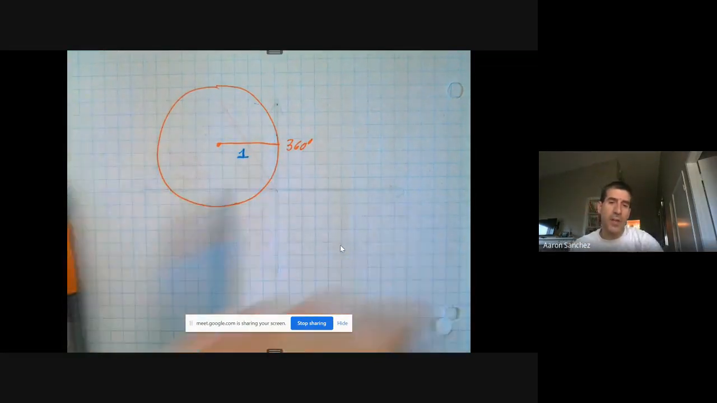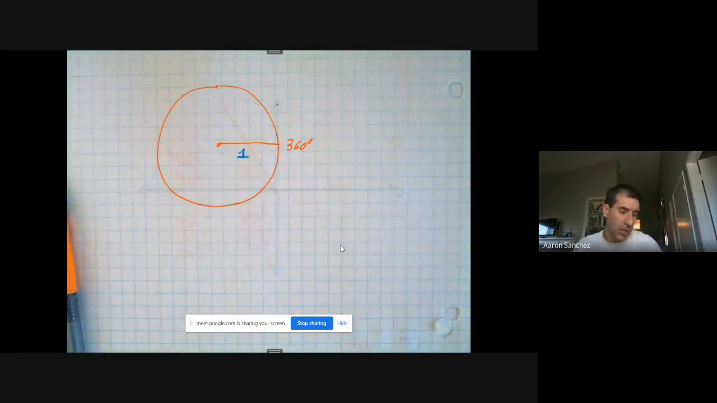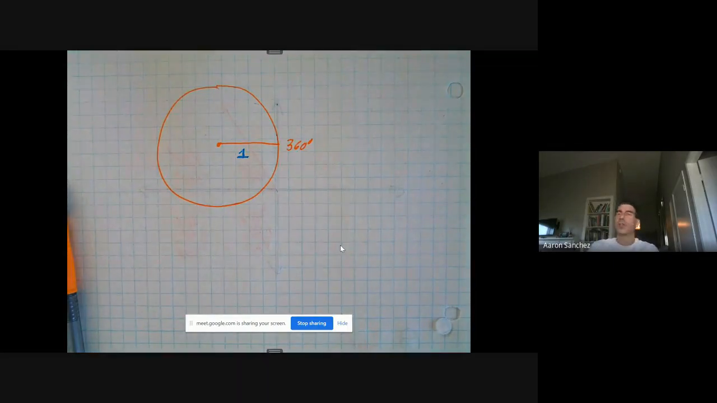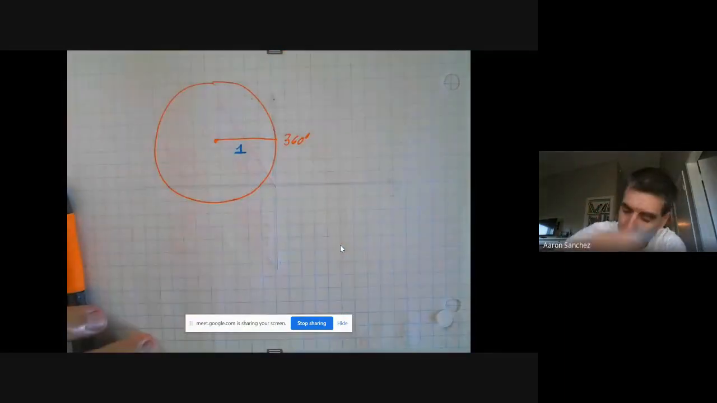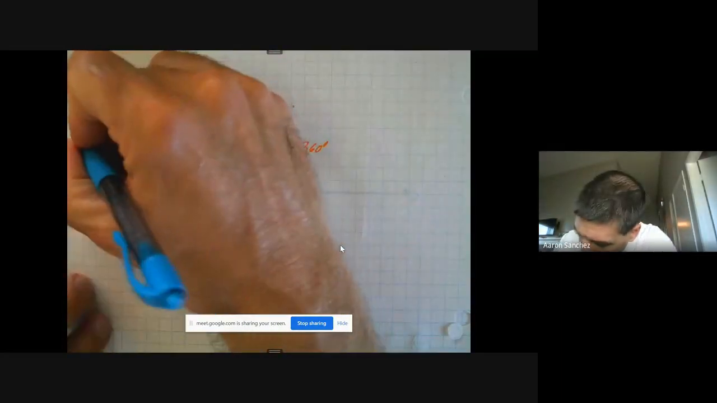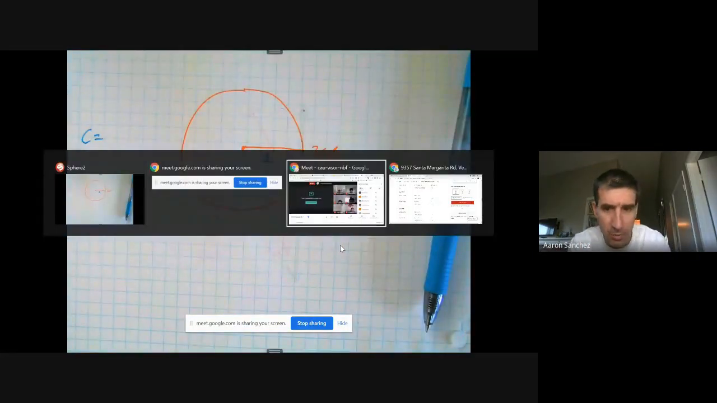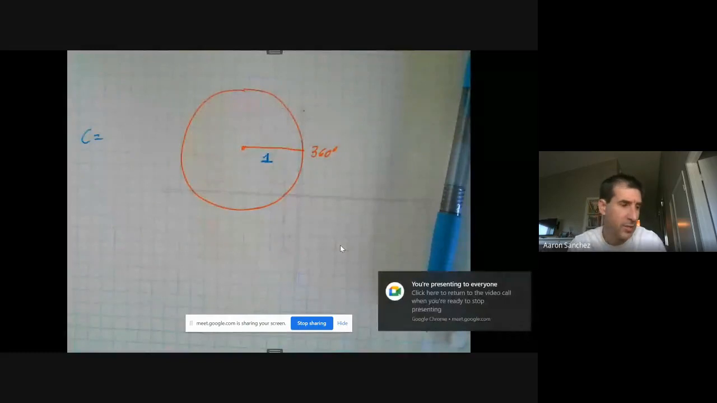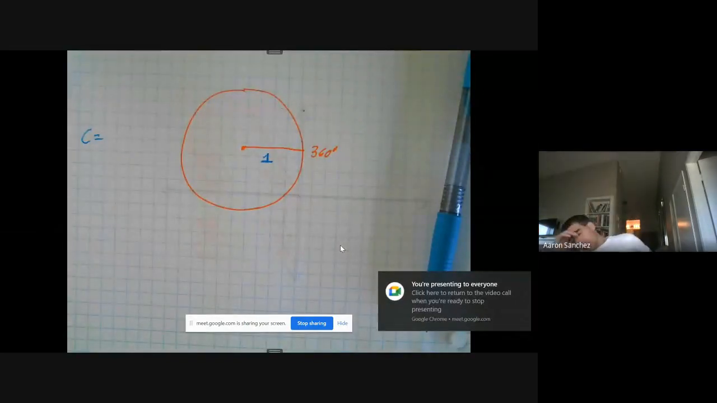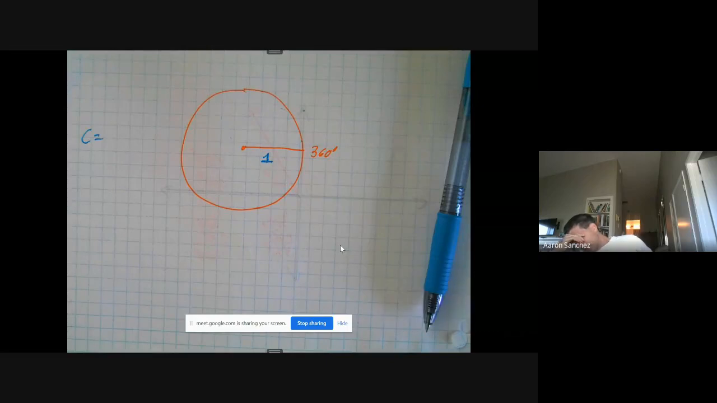Someone tell me how to figure out the circumference of a circle. You can look it up. I'm going to call on you. I'll give you a second to look it up if you want. What is the circumference of a circle equal to? C is equal to what? I'm going to call on one of you. I'm going to give you guys like 20 seconds to figure it out. What is the circumference of a circle? I'm going to call on one of you.